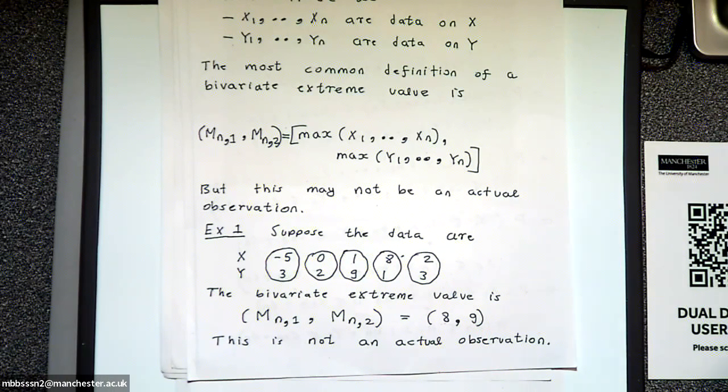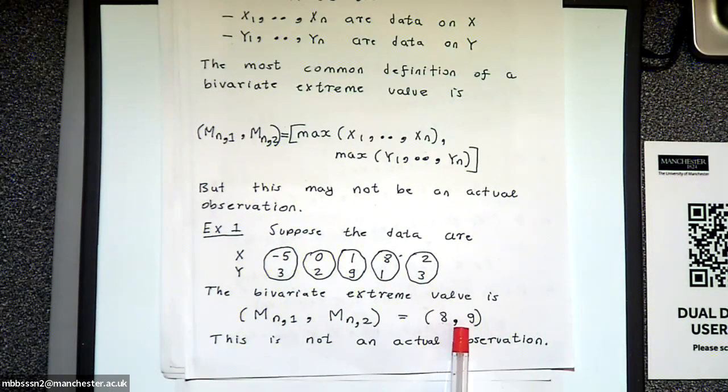But one unfortunate thing about this definition is that the vector containing (8, 9) is not an actual observation. You see?